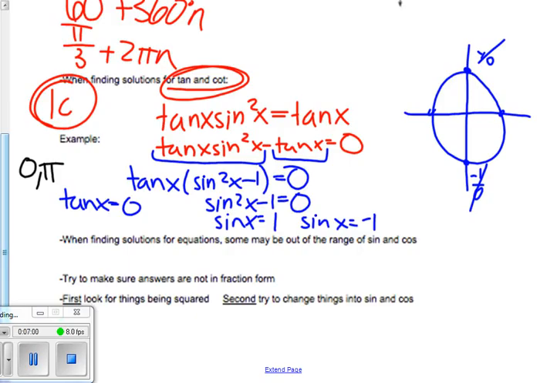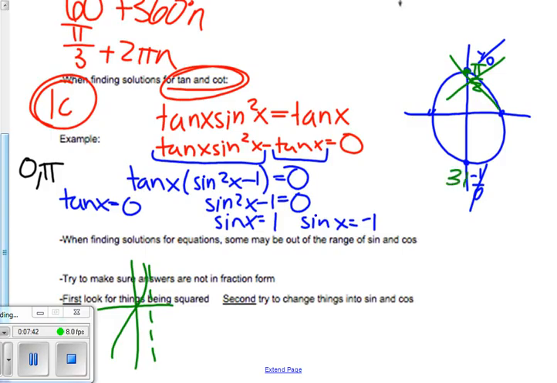So now, where is sine of x equal to 1? What is up there? Pi over 2? Does everyone see that? Sine of x is equal to 1 at pi over 2. Do you agree? Okay. What is tangent of pi over 2? Here's tangent. What is that? It's undefined. So, even though it's a solution to this, we can't use it because it's not a solution to tangent of x.